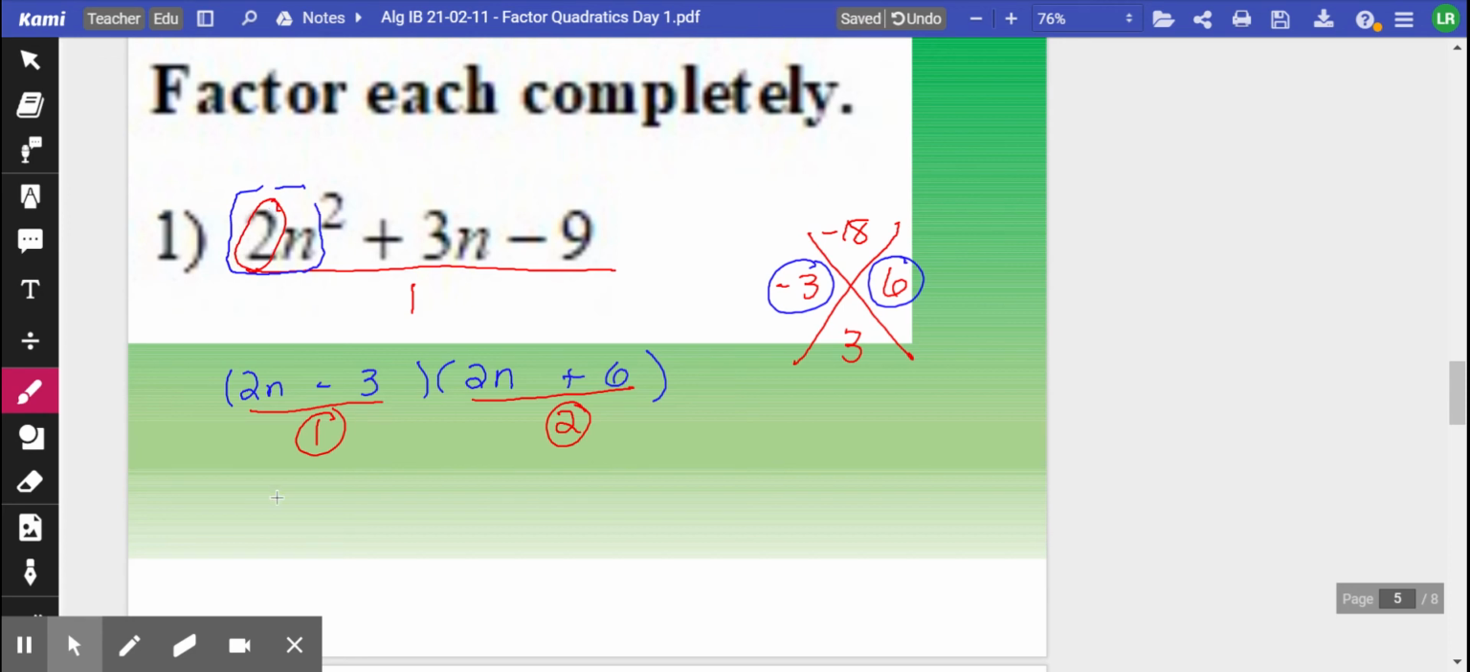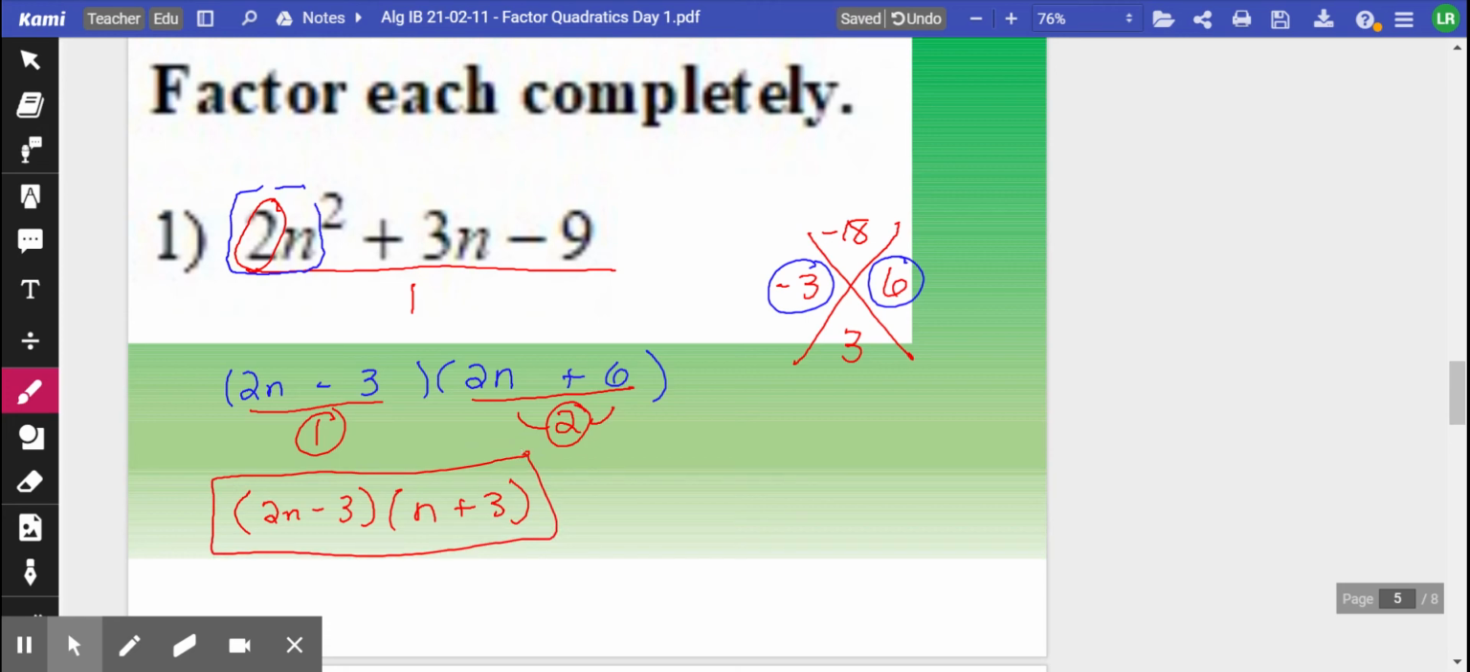Okay, let's go ahead and write our final answer, our final factored form. Divide these both by 1. I get 2n minus 3, so it doesn't really change. Divide both of these by 2. 2n divided by 2 is 1n. 6 divided by 2 is 3. And that would be my factored form.